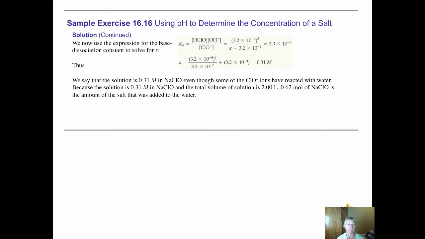So now we know that that solution was 0.31 molar in NaClO. And the problem that you have is that was 0.31 molar in 2 liters. So to make it 0.31 molar at the end, they must have added 0.62 moles of sodium hypochlorite. Now they didn't really show the work there, but essentially if this final concentration is 0.31, then you would have had to have double the concentration, 0.62 moles, added to 2 liters to make it 0.31 molar in 1 liter. Okay, so that's how you can use pH to determine the concentration of a salt.